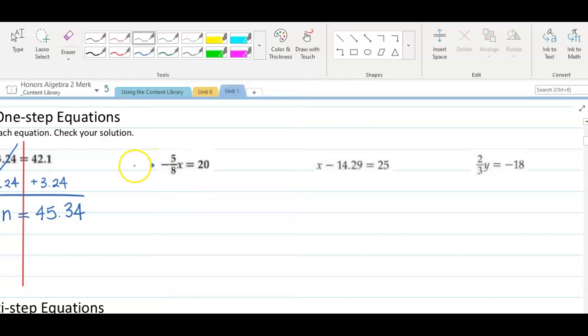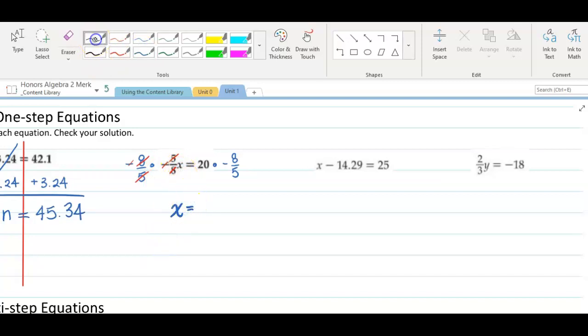In other words, if we multiply by negative 8 over 5, remember, if we do that to the left, we also have to do that to the right. On the left, notice what happens. The 5's cancel, the 8's cancel, the negatives cancel. The only thing left is x, and that was our goal.